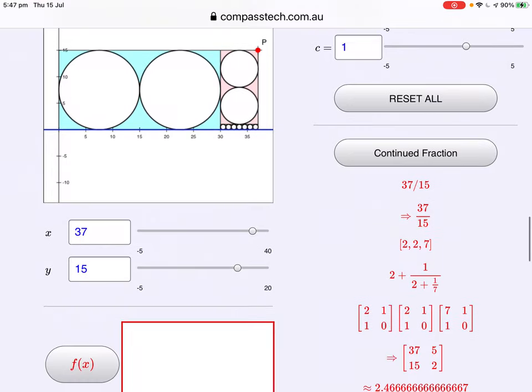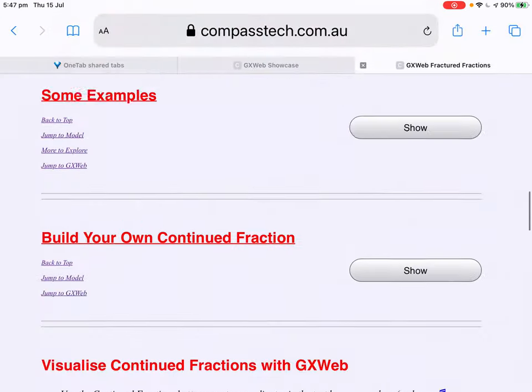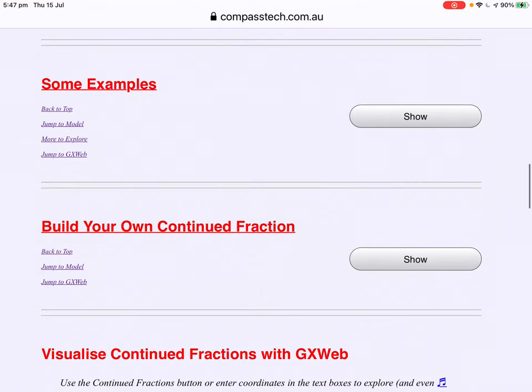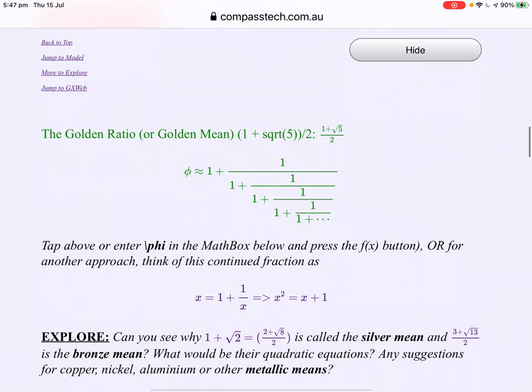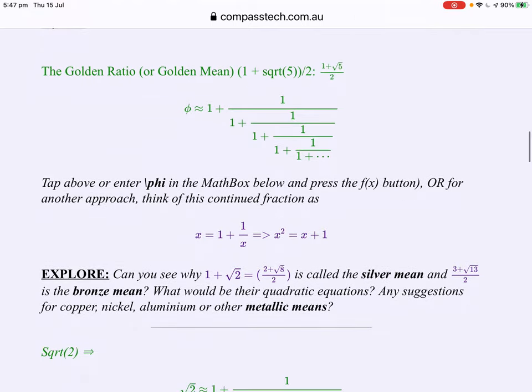Now, any number, any real number, can be expressed in this way. Let's look at some examples. This website is set up as a tool for exploring numbers such as these. It's intended for teachers and students, anyone with an interest in patterns and relationships, because that's what mathematics is all about.